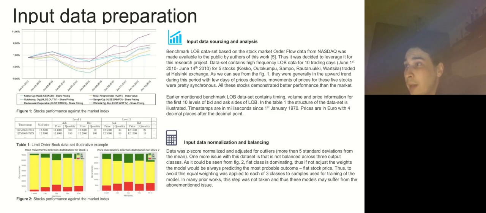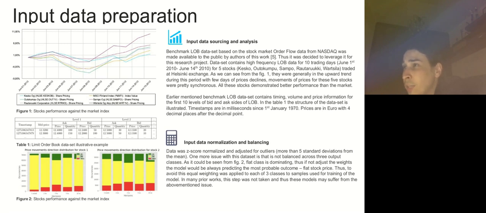So yeah, just a couple of words on the input data. Exactly what a limit order book is: there is actually an illustrative example of what it is. It's basically, for different timestamps, the price and quantity at different levels, starting from the best price on the ask side and the best price on the bid side and going deeper into the order book.